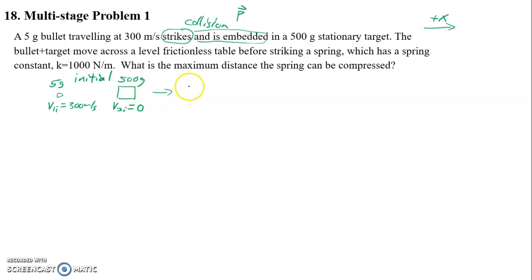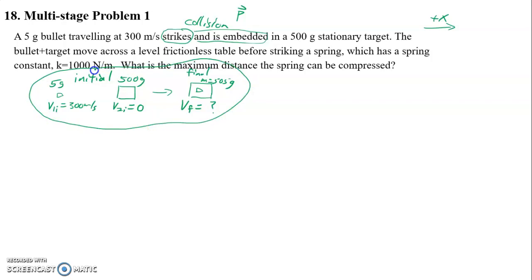And then we're going to look at what happens after the collision. So this is our final state. The mass is 505 grams, and the final velocity, we don't know. Okay, and so this right here is stage 1.